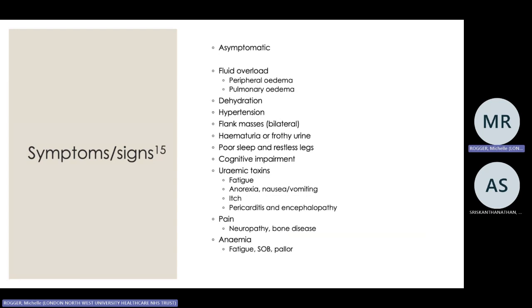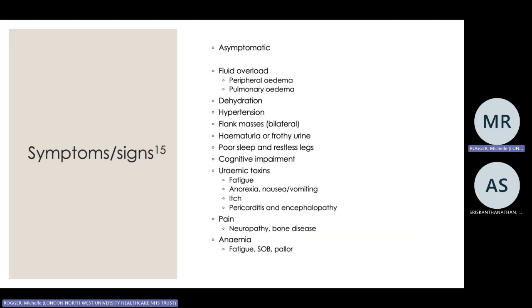And what are the symptoms and signs that you might have? Most people will be asymptomatic. Many don't even know they've got it and it doesn't impact their daily life. But you can have quite a range of symptoms with it. You might have fluid overload, so peripheral edema or pulmonary edema. They might be clinically dehydrated. They might develop or have high blood pressure. They might have flank masses, so enlarged kidneys, hematuria or frothy urine. They might notice poor sleep, restless legs, and cognitive impairment.